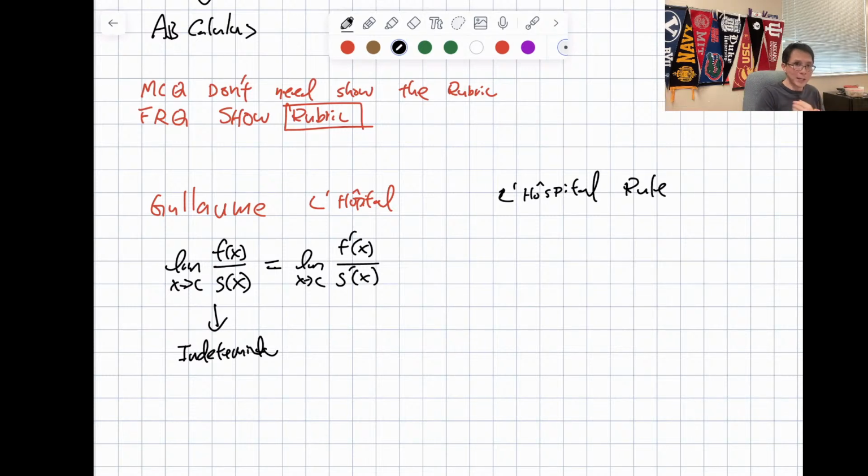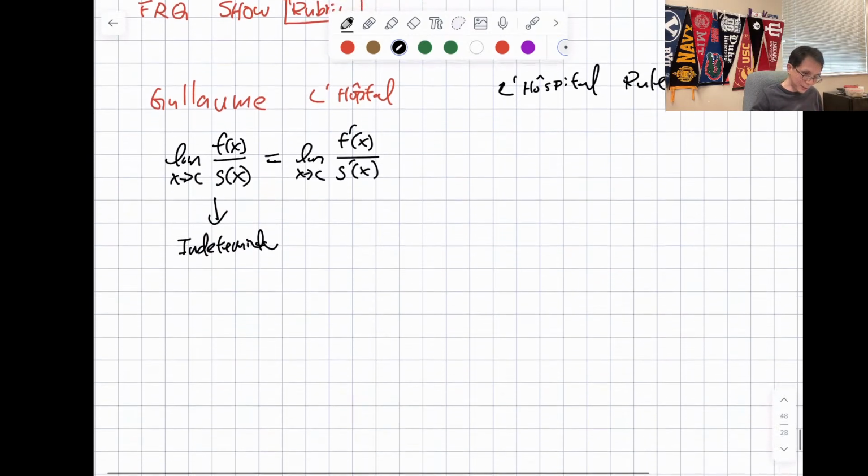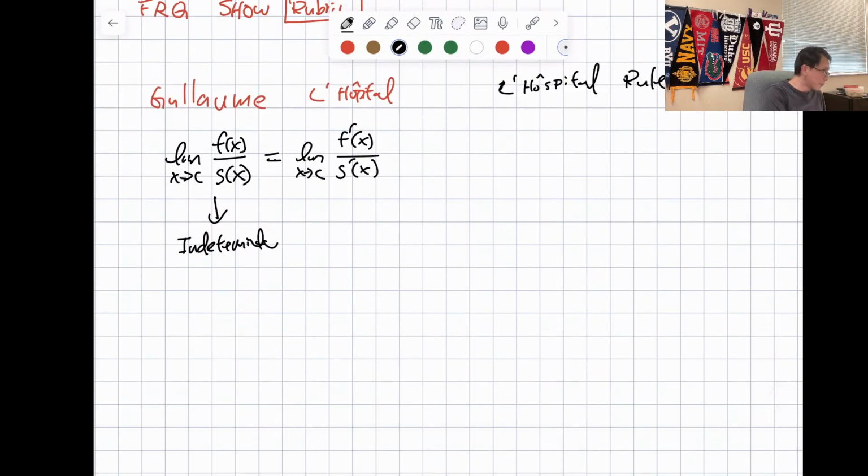What I'm trying to say is, this is very useful for a lot of cases. A lot of people actually prefer this rule, but there is a downside to this rule. We can talk about it later. But most of the time, L'Hopital's rule is very, very useful, very user-friendly.